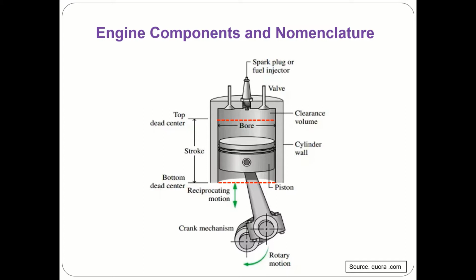Now let me go through the engine components and nomenclature which is used in engines. So first thing is, we know that in case of internal combustion engine, mainly the reciprocating type of engine, we have a piston and cylinder arrangement. So the piston reciprocates in the cylinder. When it reciprocates from top dead center to bottom dead center, or from bottom dead center to top dead center, it completes one stroke.